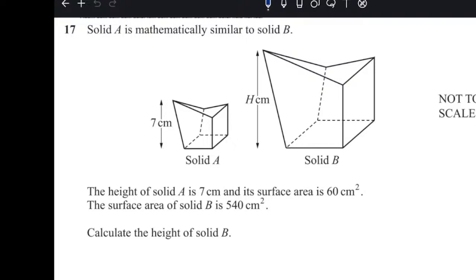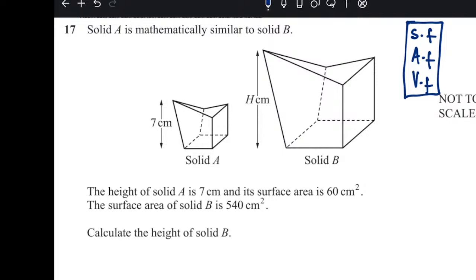For similarity and congruence, class, remember, we said that we have 3 things: scale factor, area factor, and volume factor. Everybody make sure your mics are muted for everybody to be able to listen nicely. There are 3 things: scale factor, area factor, volume factor. Now, what you must remember is that these 3 are always going to be multiplying the OG.